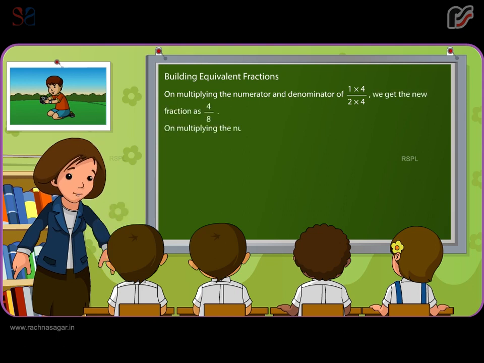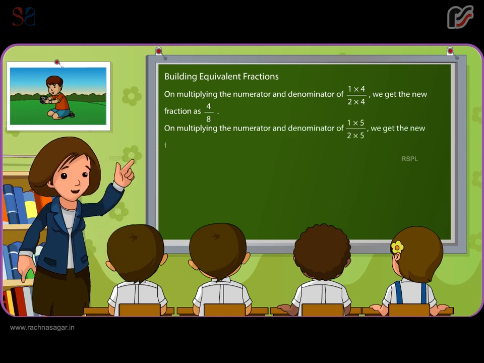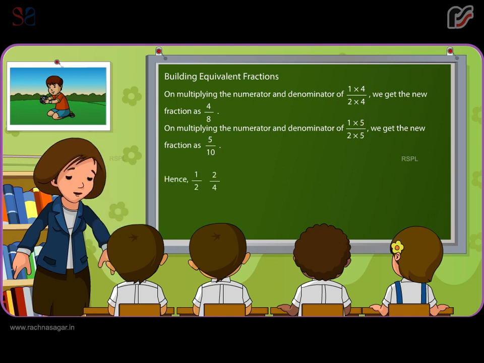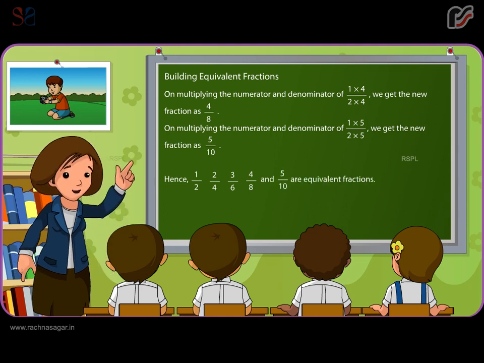On multiplying the numerator and denominator of 1/2 by 5, we get the new fraction 5/10. Hence, 1/2, 2/4, 3/6, 4/8 and 5/10 are equivalent fractions.